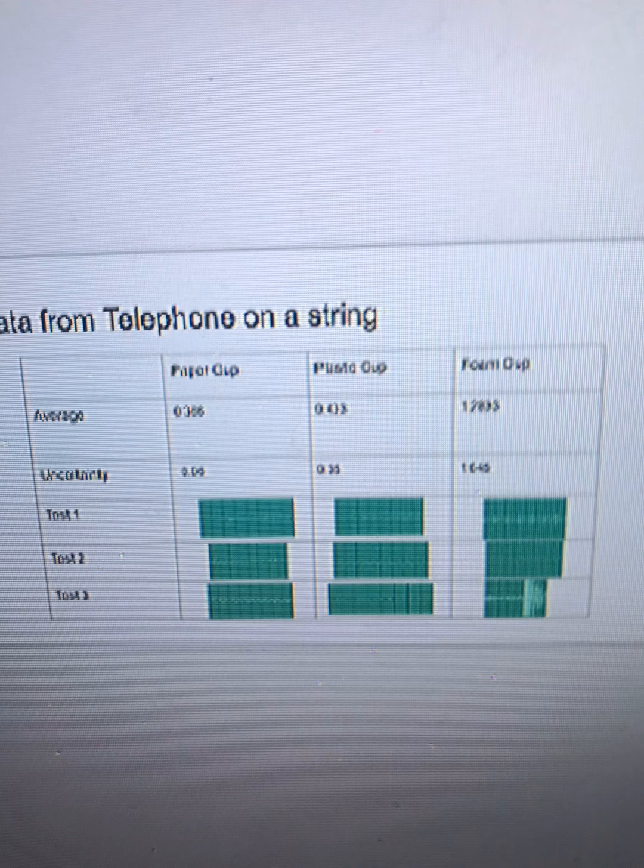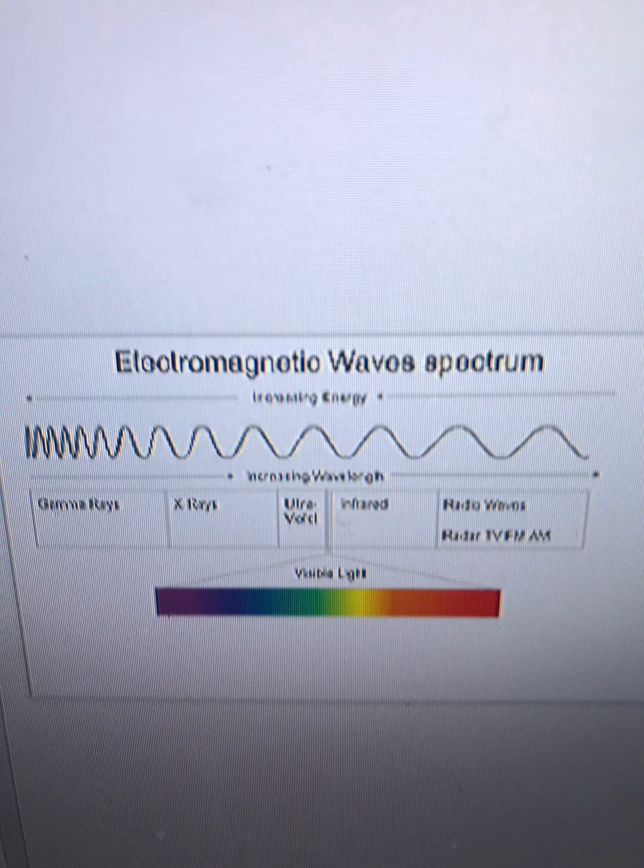But it has an uncertainty of 0.335, which means the distance between the plastic cup's average and uncertainty is greater than the distance between the plastic cup's average and the paper cup's average, making the paper cup the most reliable data, therefore the best to use. Now we can conclude the paper cup is the most effective communication tool.